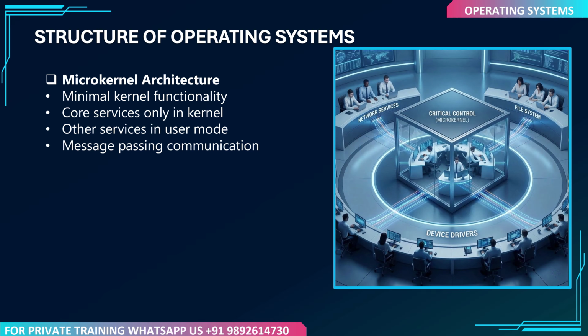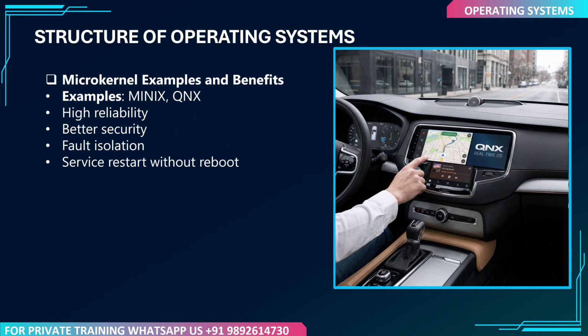Imagine a small control center that only handles the most critical decisions. All other departments operate independently and communicate with the control center when needed. This is the idea behind microkernels. A well-known example of a microkernel-based system is Minix, which was designed for educational purposes. Another example is QNX, which is used in embedded and real-time systems such as car infotainment systems.